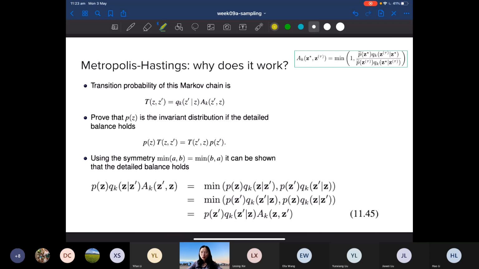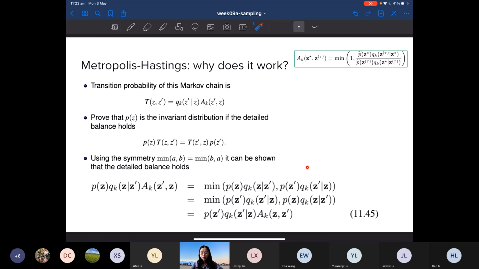Let's roughly talk about why this works, using the detail balance criteria. The skeleton of the reasoning goes like this. If I were given the acceptance probability as this, the transition probability of the Markov chain is basically Q of K times the acceptance probability. We want to show detail balance: P of Z times this transition equals this inverse transition times P of Z prime.